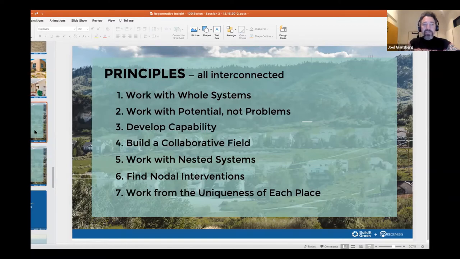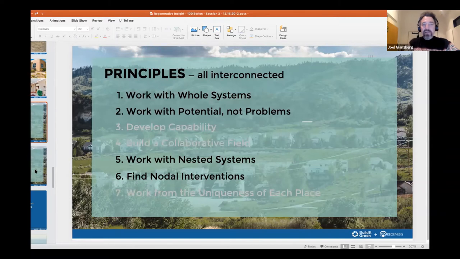Okay, so these principles are the ones we've been working with today. Can you go back for a second, Bill? The whole system, right? And we're asking you to think about the whole system of the neighborhood or the place you live in. Work from the potential of that place, that whole system, not from problems. And the way you do that is by working within nested systems and finding those nodal interventions, right? Okay, thank you, Bill. Go to the next one, please.